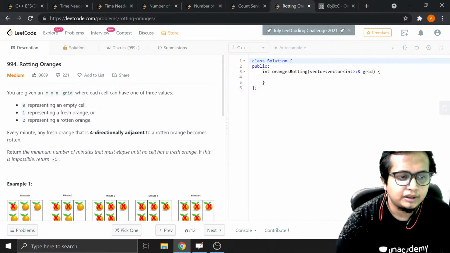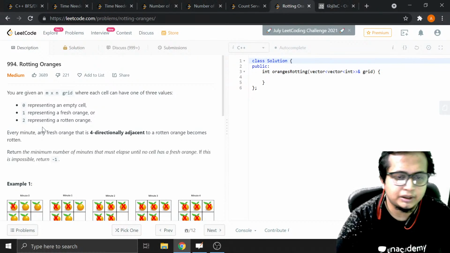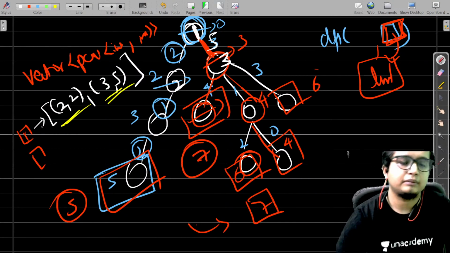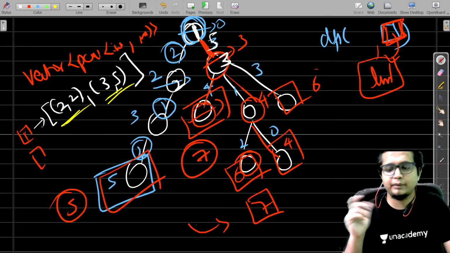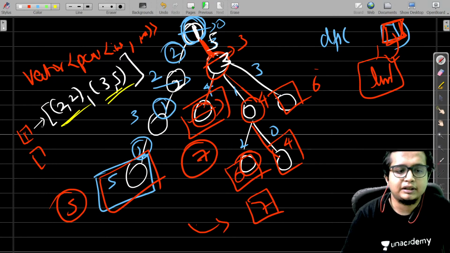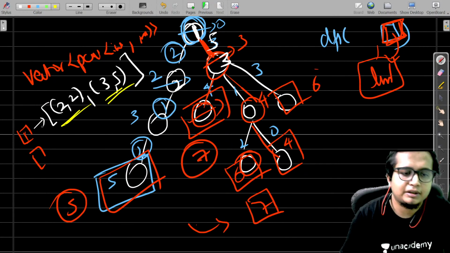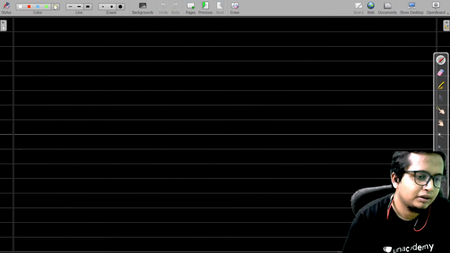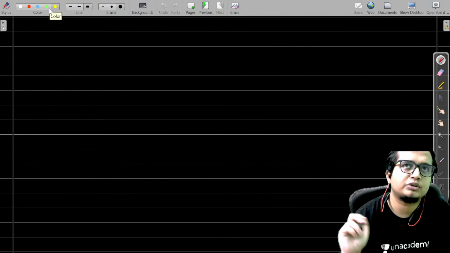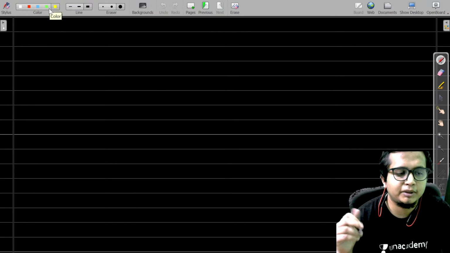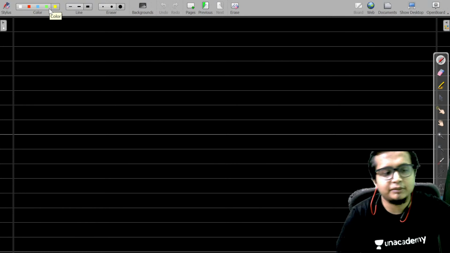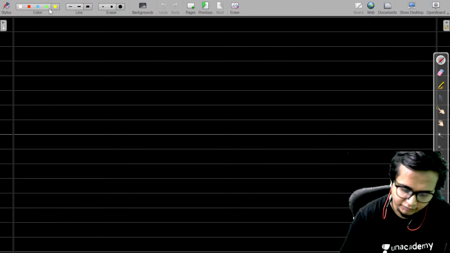Let's come to another concept that is called multi-source BFS. This multi-source concept is both in BFS as well as in Dijkstra. The concept is very similar. I remember in Uber, the first question that they asked me on graphs was actually based on multi-source BFS. I'll be discussing that problem as well, but first let me tell you the concept of multi-source BFS.